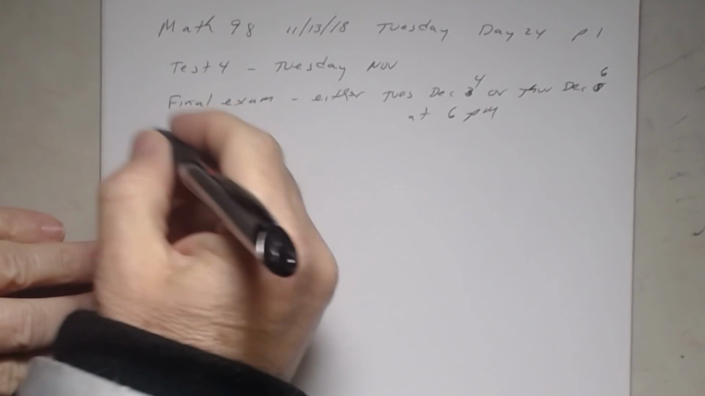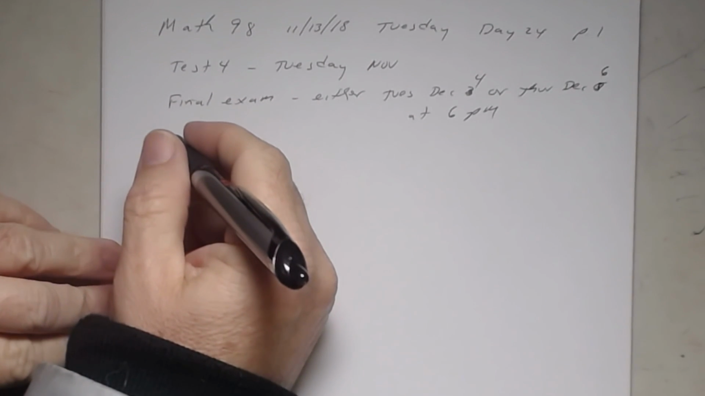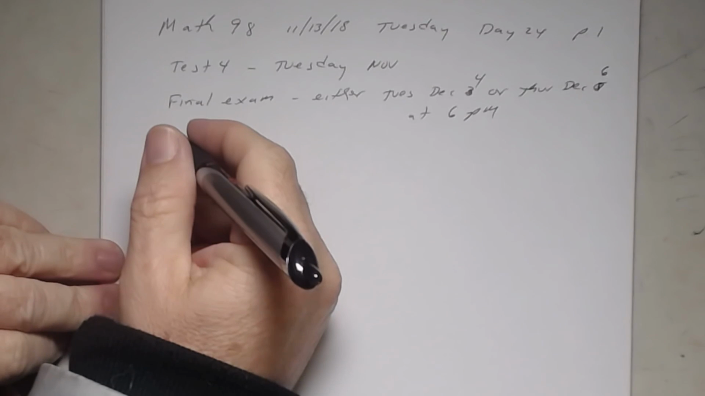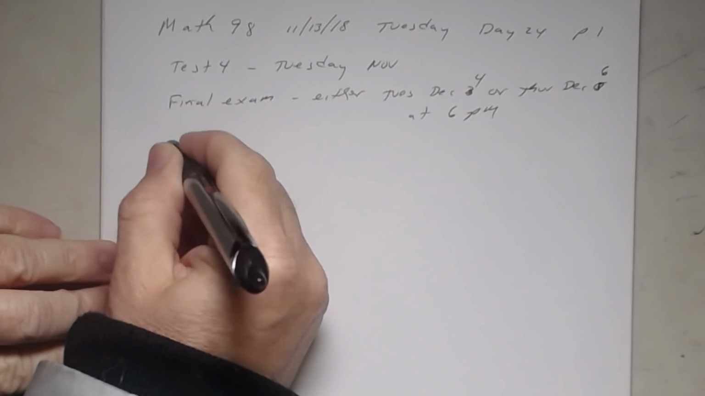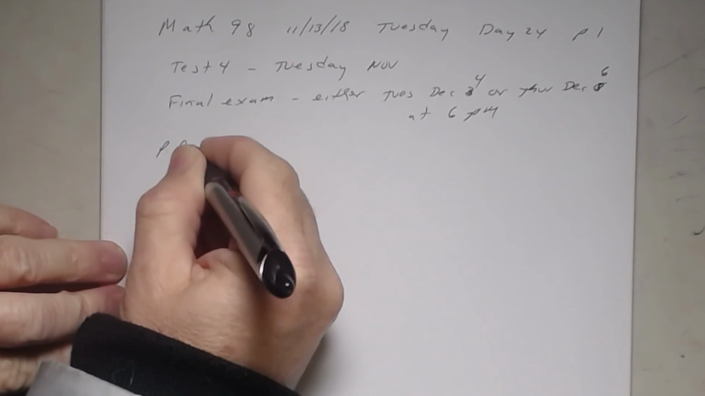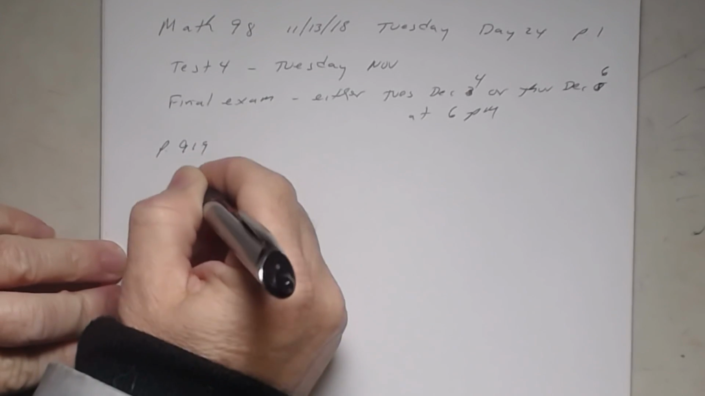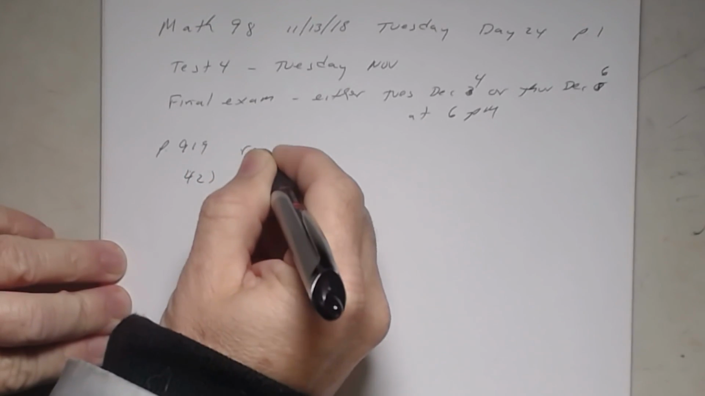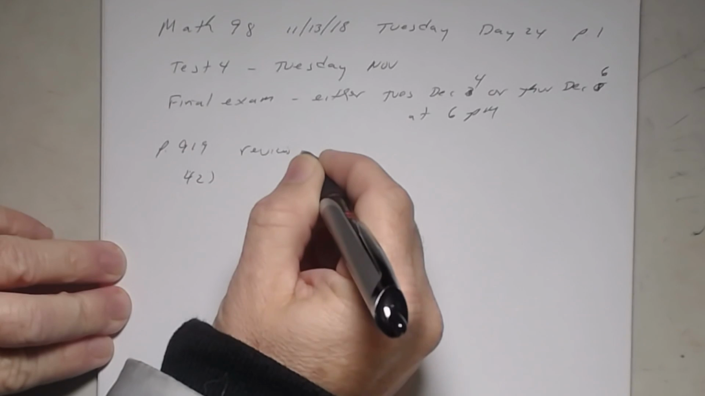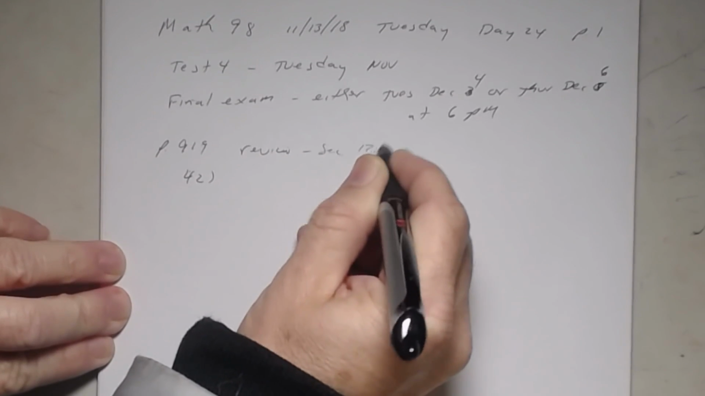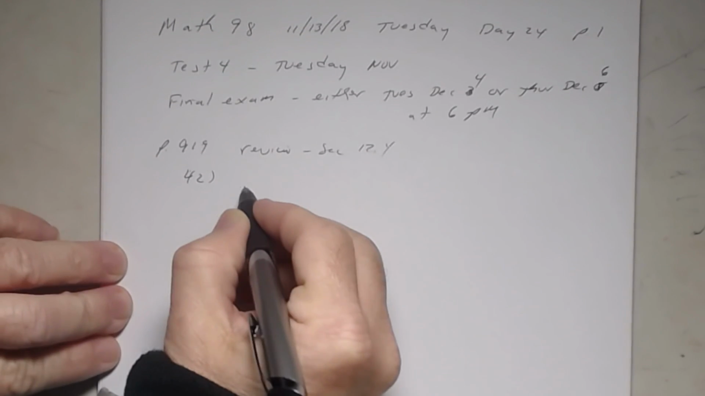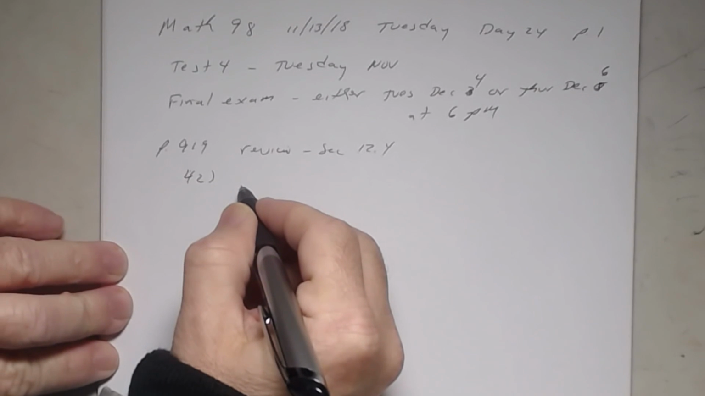All right, so this is number 42 on page 919. And this is a review of what we did, and that was section 12.4. All right, so this is what you have. You have these two polynomials.